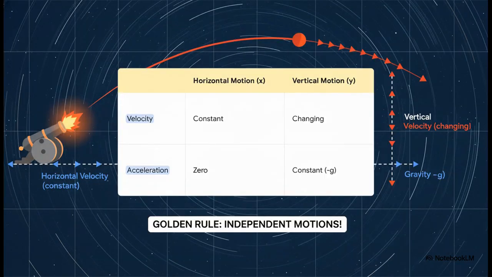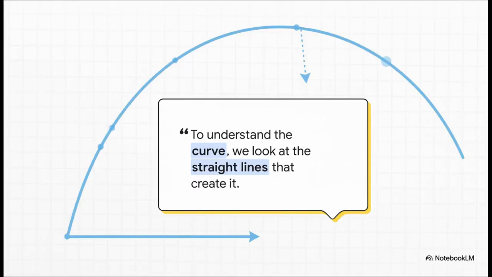Okay, now this slide is where the magic happens. This is the golden rule of projectile motion. We can treat the horizontal motion and the vertical motion as two totally separate, completely independent problems. Think about that. Horizontally, no acceleration at all. Its speed is constant. But vertically, it's got that constant downward acceleration from gravity. Splitting them up like this, that's what makes the whole thing solvable. This quote just says it all, doesn't it? To understand the curve, we look at the straight lines that create it.